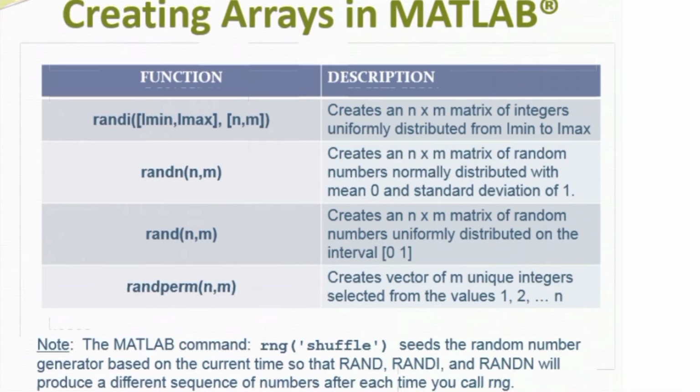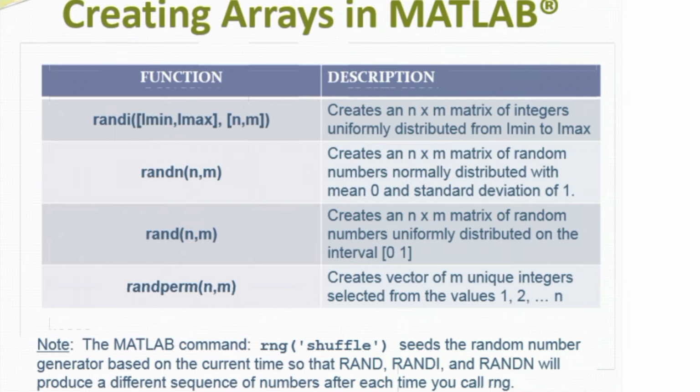I also have some random functions that will randomly create a matrix of whatever size I want with various values filled in. So randi stands for random integer, and I can create a vector of random integers going from imin to imax, and it's an m by m vector, and we're actually going to do this a little bit later on. There's another function called randn, and that will create a vector of random numbers that are normally distributed with a mean of 0 and a standard deviation of 1.